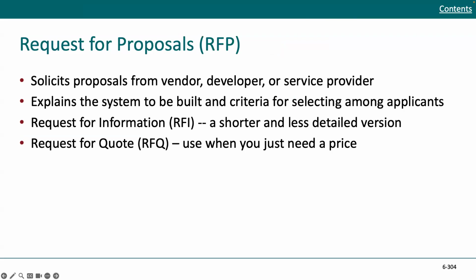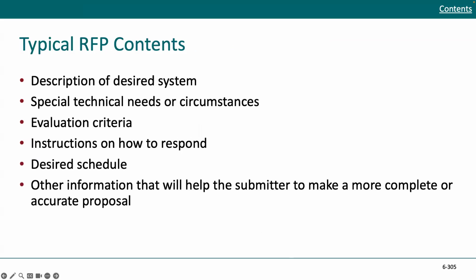This can include having a request for information. It's a shorter and less detailed version, so you can see what is the capability out there that you could possibly leverage. And then finally, you can have a request for quote, where not only you know exactly what you want, but you want a precise price for what you need and what you've communicated with them.